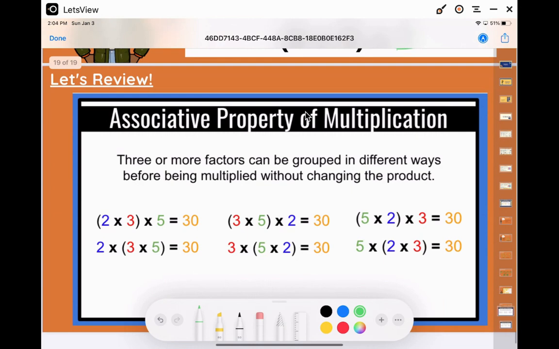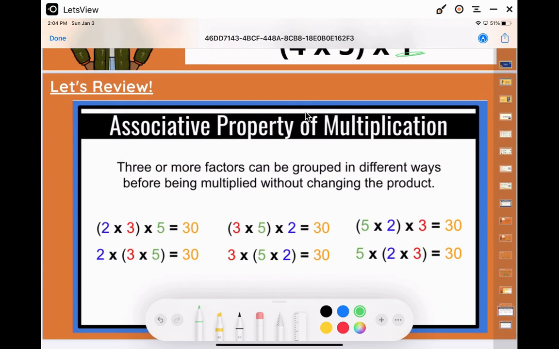All right, guys, you did an amazing job today. Let's review. The associative property tells us that 3 or more factors can be grouped in different ways before being multiplied without changing the product, meaning that we can move our numbers around, we can multiply in any order, and our answer will still remain the same.